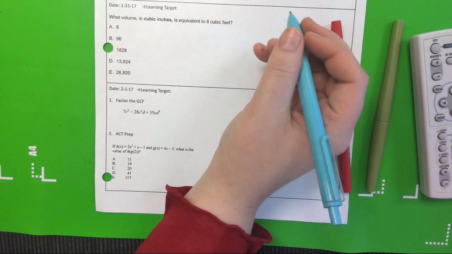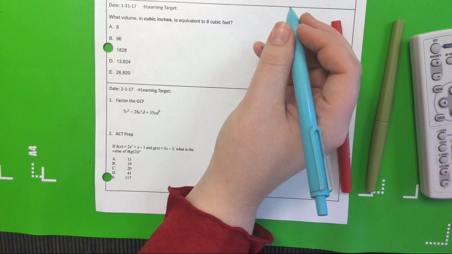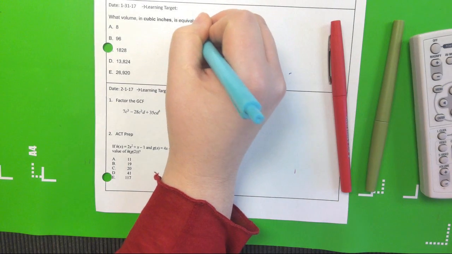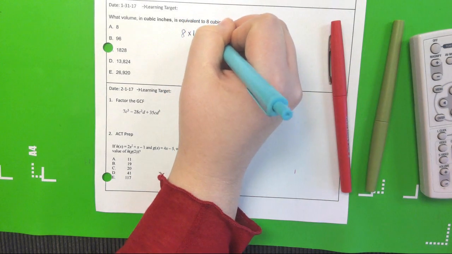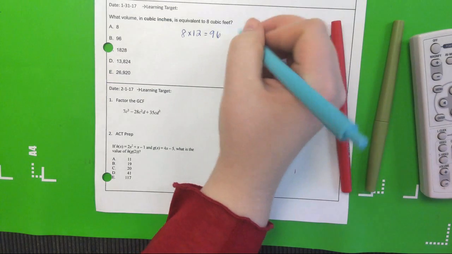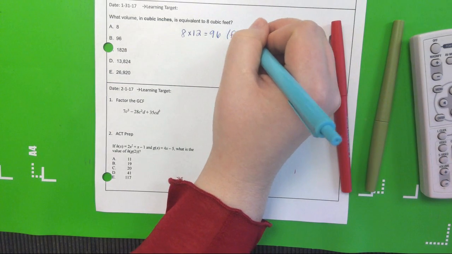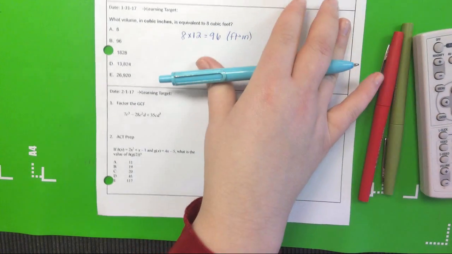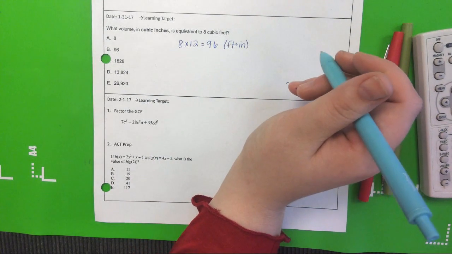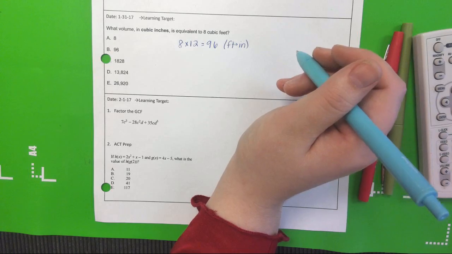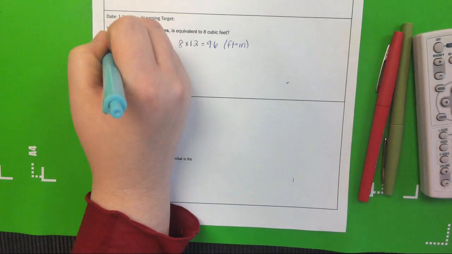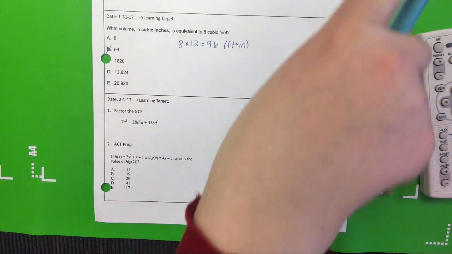Okay, so my gut reaction was to do 8 times 12 and get 96, because then I would be going from feet to inches. To go from feet to inches, you multiply by 12. However, well, that was my gut reaction too, and that is one of the answer choices. That is not the correct answer.